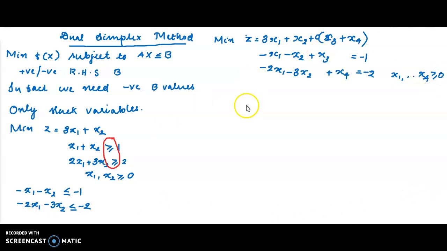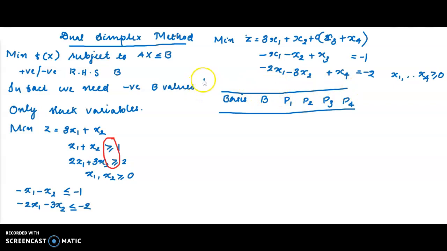As usual, we write the simplex table. Basis, b, P1, P2, P3, P4 only. No b by pi is needed for the dual simplex method. We are going to write the dual simplex method table.